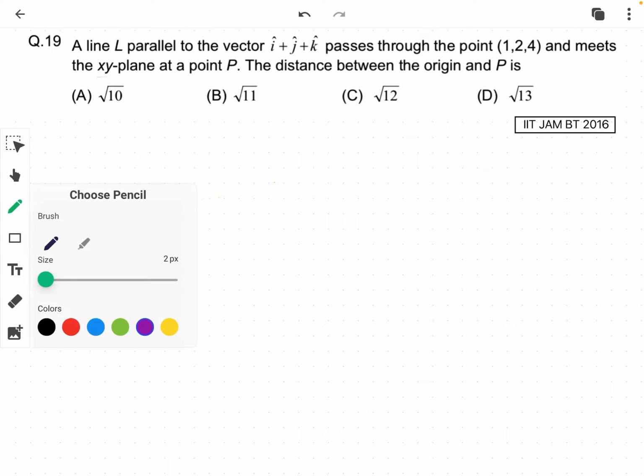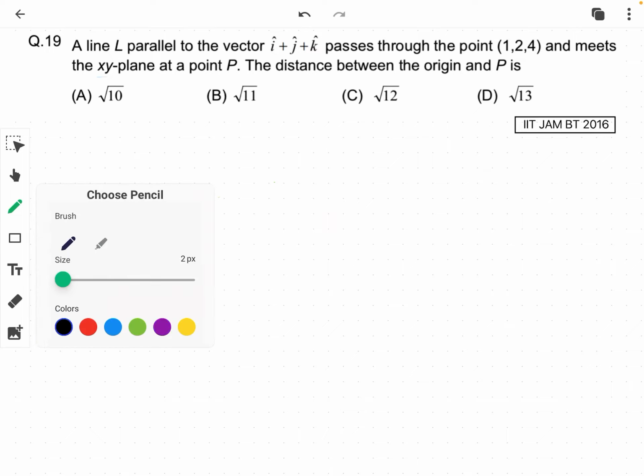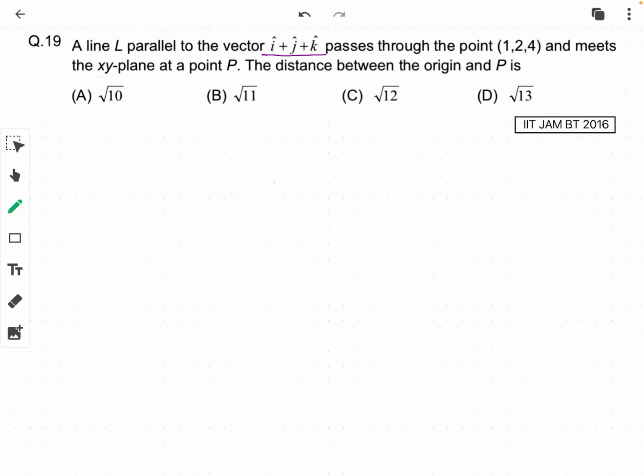Okay, so we have the vector i cap plus j cap plus k cap. The line L is parallel to this vector. Let's call it B vector. Okay, so B vector equals i cap plus j cap plus k cap.